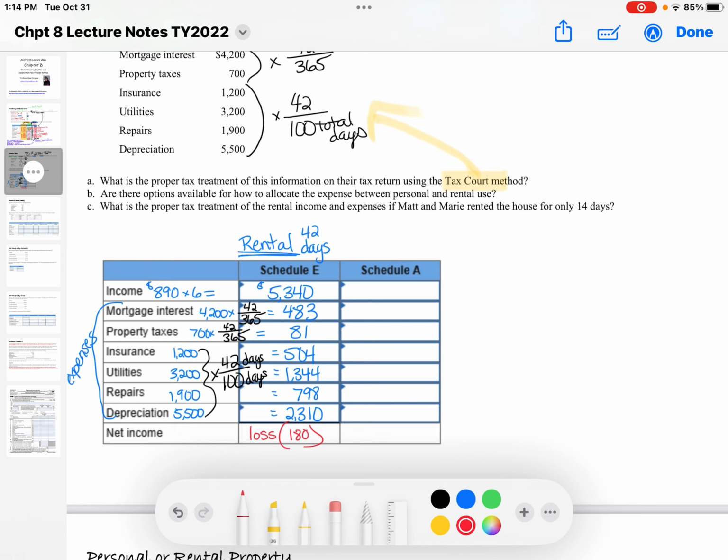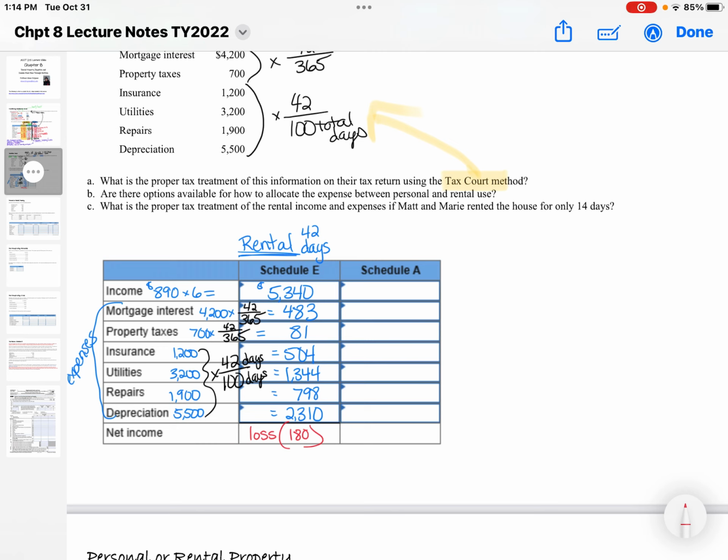Now, here's the deal. Losses are not allowed on vacation homes. So in this case, because we're doing our personal rental property split, no loss allowed on vacation homes. So here's what we do. There is a very specific order to how we deduct this. So we start with the mortgage. I think these two go together, interest and property taxes. Let me find that spot really quick in our book.